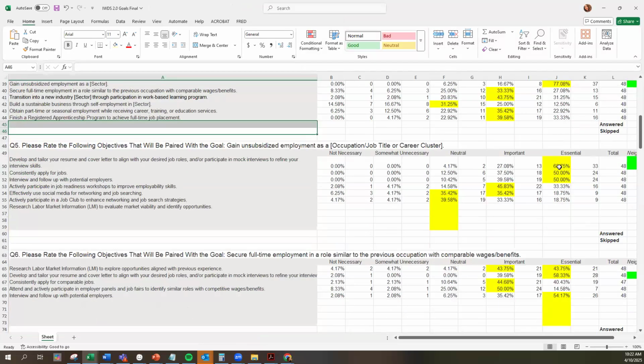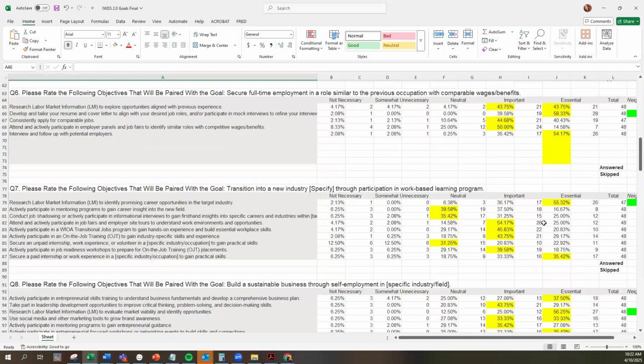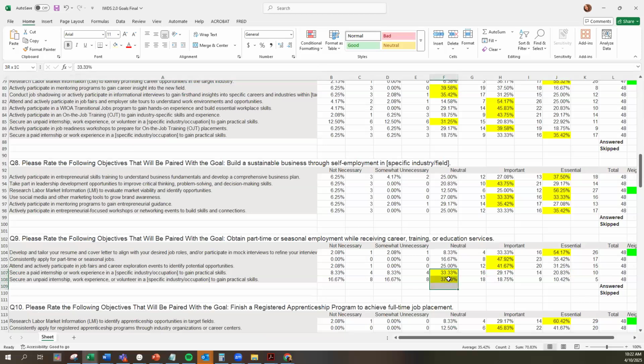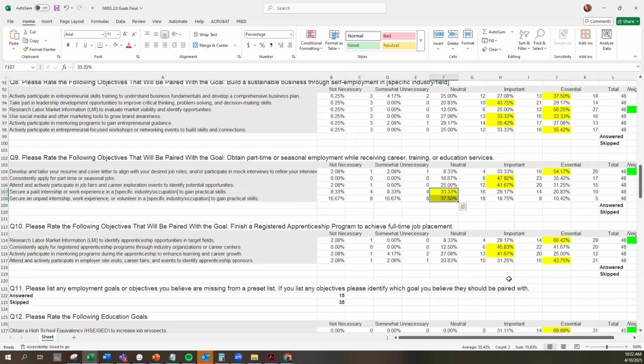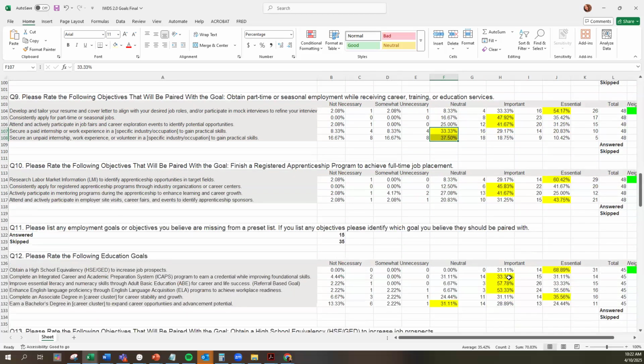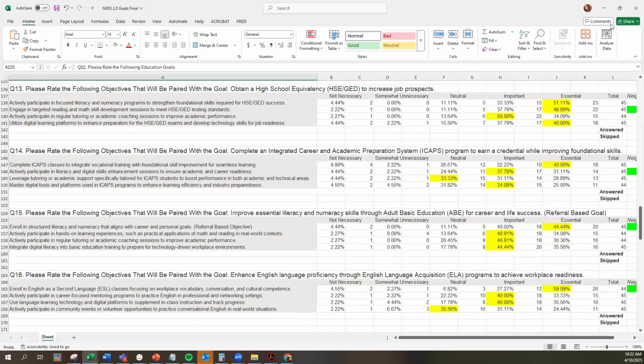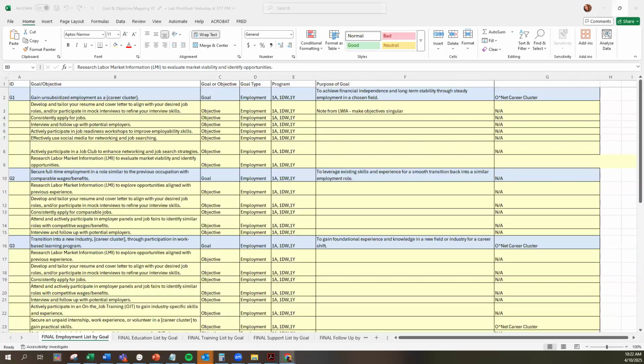So for our employment and education, you can see we had a lot of ratings in important or essential. And then when we did see higher ratings in neutral, we took a closer look at those and looked through the feedback to make sure we were understanding the whys there. But you can see for education too, we had similar results. And then at the end of the sections, people were able to give more direct feedback too.